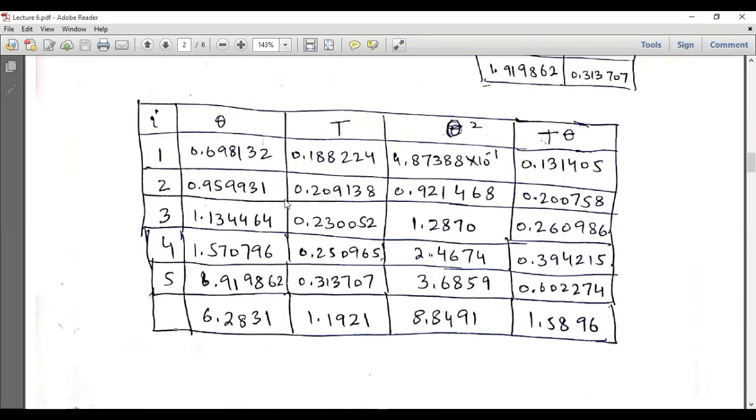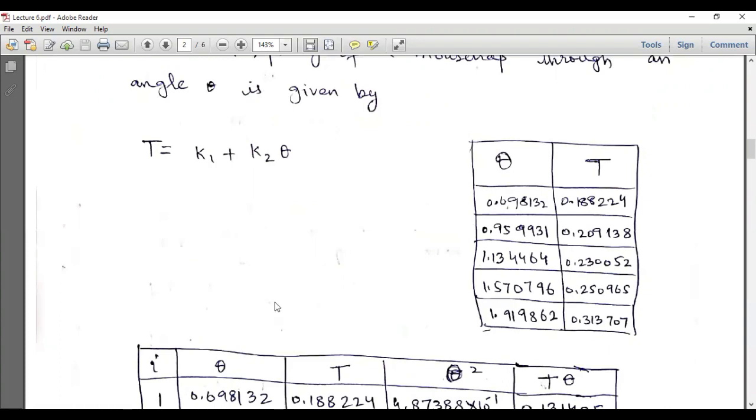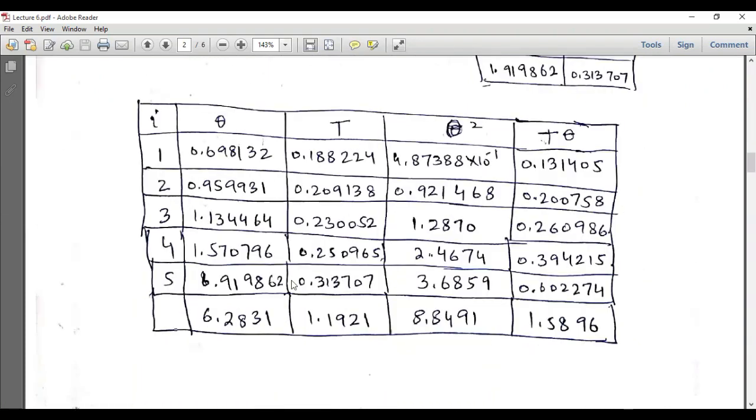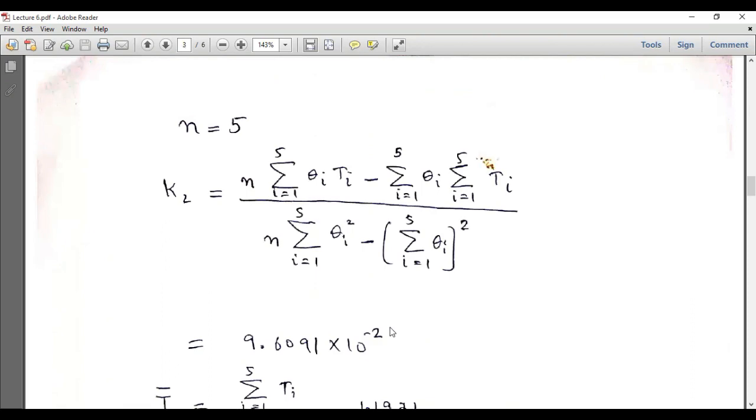So these are our theta values, and these are our torque values. This is the summation of theta by adding all these entries. This is the summation of torque, and these are all the theta square values. Just take the square of all these entries, and this is the summation of theta square. Similarly, these are the values of theta multiplied by T, and this is the summation of theta multiplied by T.